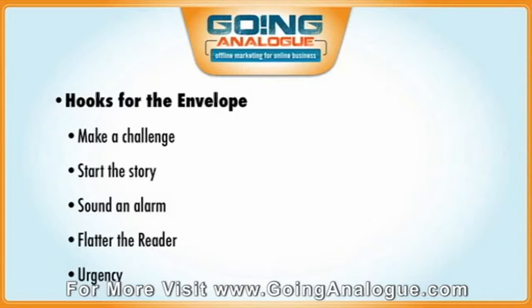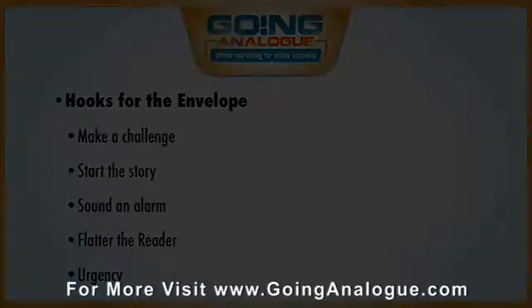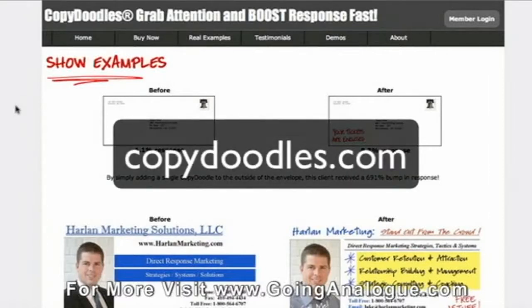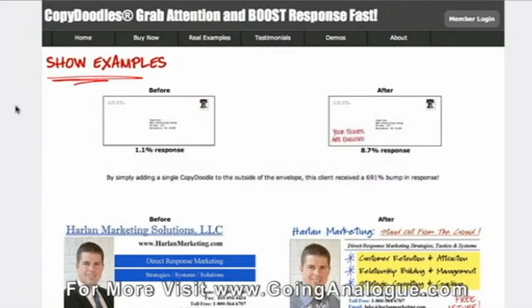And a great tool for doing that is Copydoodles. Copydoodles is a series of handwritten fonts and handwritten stars, call-out boxes, arrows, and things like that that you can implement onto your marketing pieces, whether it's online or offline. And here are some examples from the Copydoodles website.